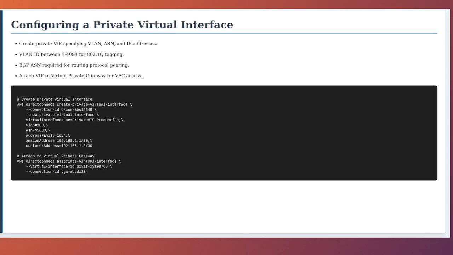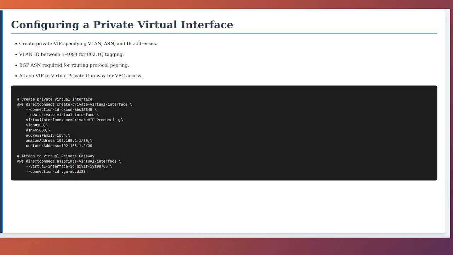Configuring a private virtual interface. After your physical Direct Connect connection is established and showing as available, the next step is to create virtual interfaces to actually use the connection. Let me explain how to configure a private virtual interface, which is the most common type for accessing VPC resources.